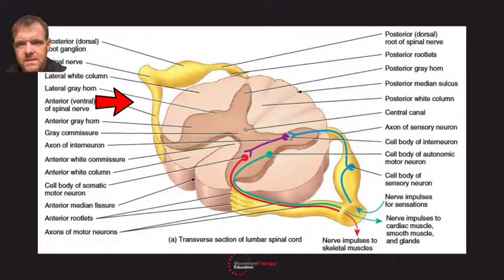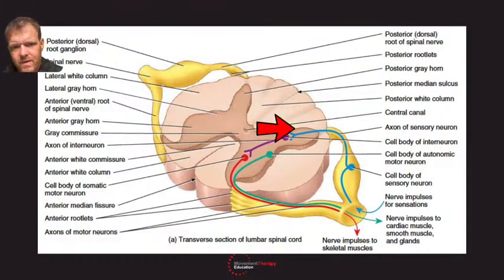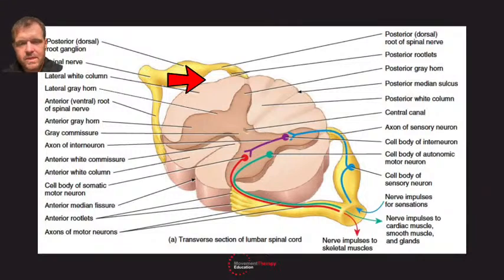So if I just put myself up here, this is the usual view that you'll see in an anatomy textbook. We've got this butterfly shape in the middle, the grey matter in the middle, and then the white matter around the outside, and then the nerve rootlets coming off of the spinal cord. This is the dorsal aspect, the posterior part of the cord, so that's the dorsal root ganglion just there, the swelling of sensory nerves.